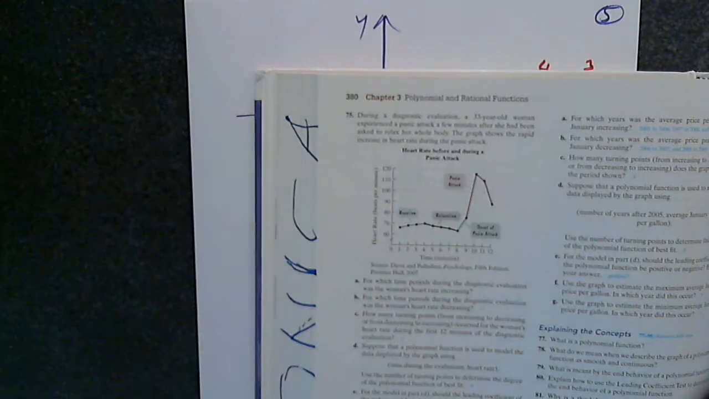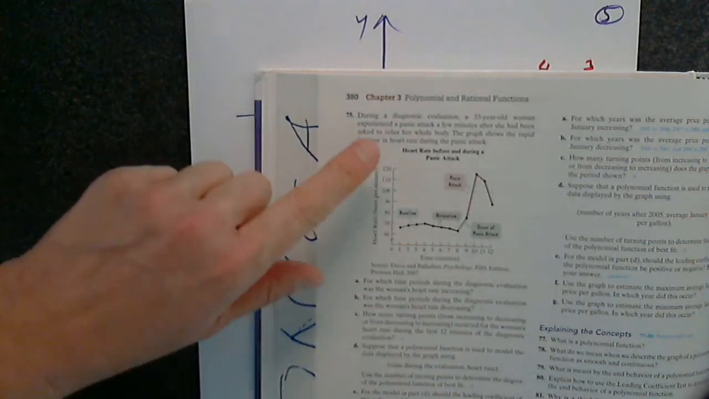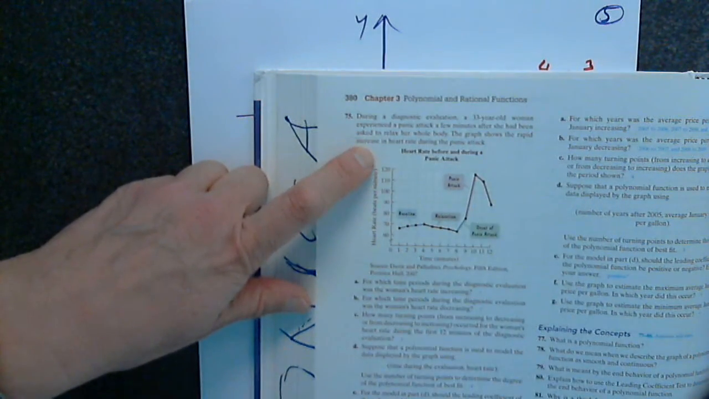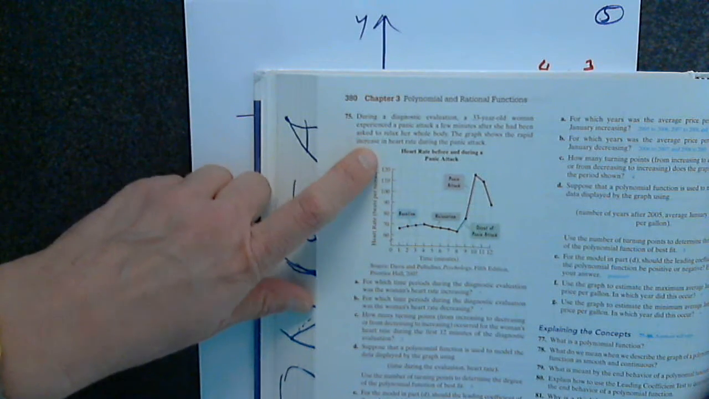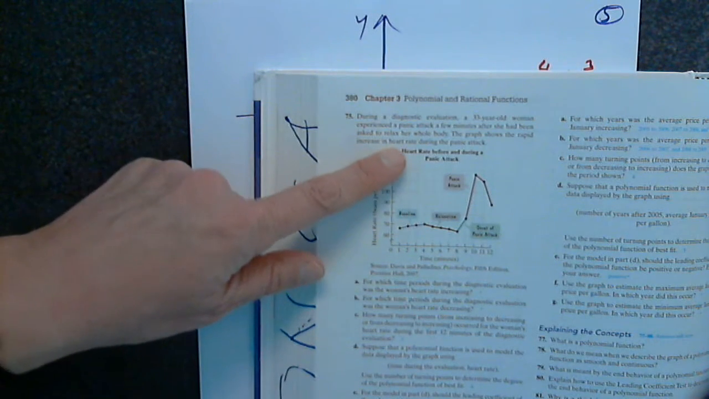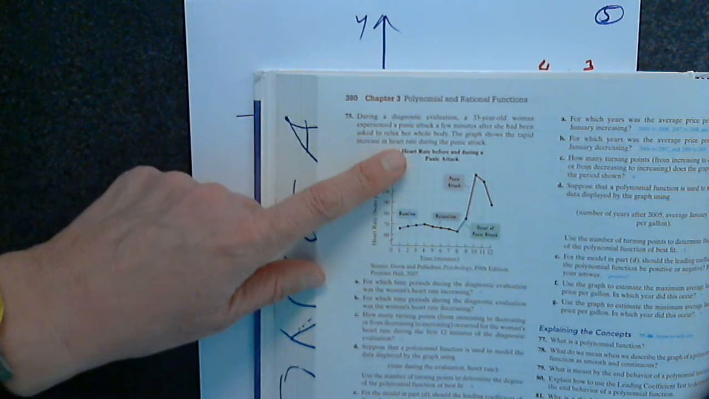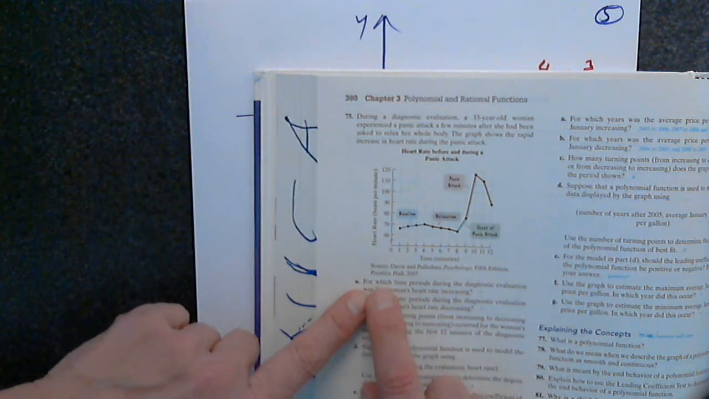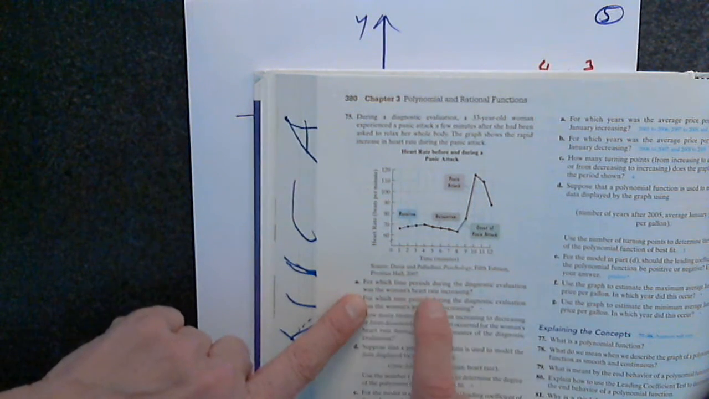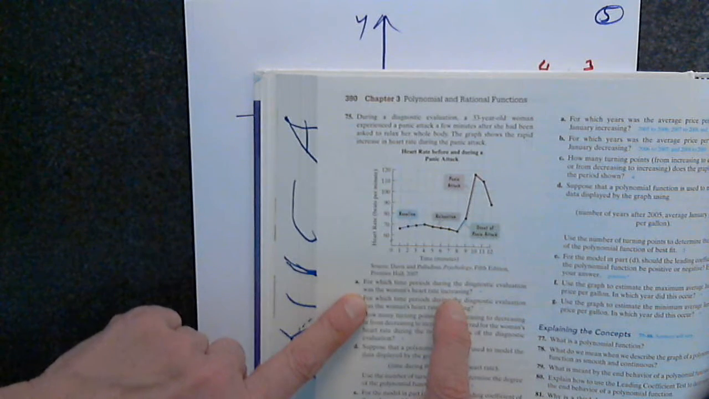Here's a graph. During a diagnostic evaluation, a 33-year-old woman experienced a panic attack, a few minutes after she had been asked to relax her whole body. The graph shows the rapid increase in heart rate during the panic attack. Okay, part A. For which time periods during the diagnostic evaluation was the woman's heart rate increasing?